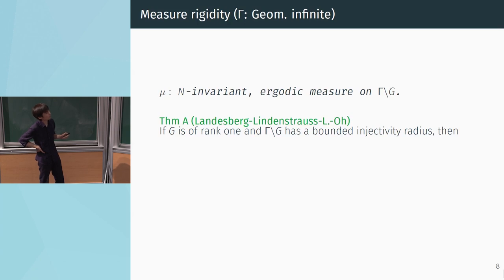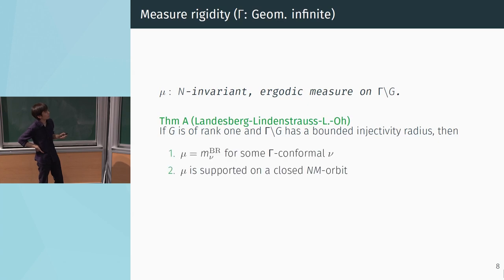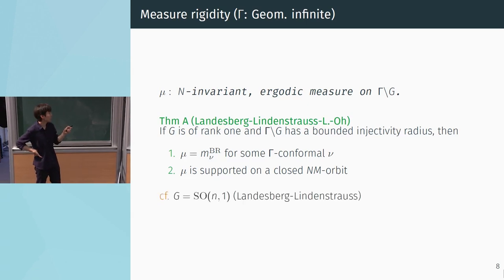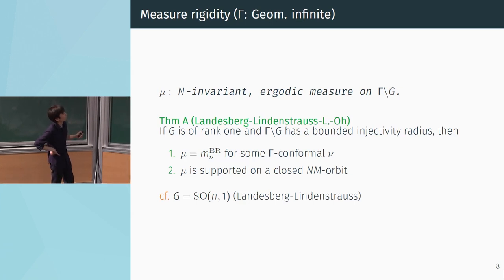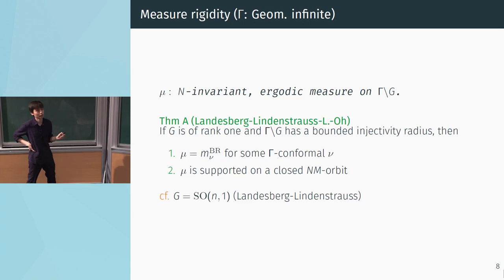this is not exactly the only statement, but for example, if you have bounded injectivity radius for this geometric quotient, then you basically get the same conclusion. The first is that such a measure can always be realized as a Berger-Roblin measure associated to some Gamma-conformal density. Or it is a measure supported on a closed orbit bounding a cusp, or that lies outside, not based at the limit set. This was settled for G equals SO(n,1) by Landesberg and Lindenstrauss previously, and our main work is to cover the case where G is another rank one group.